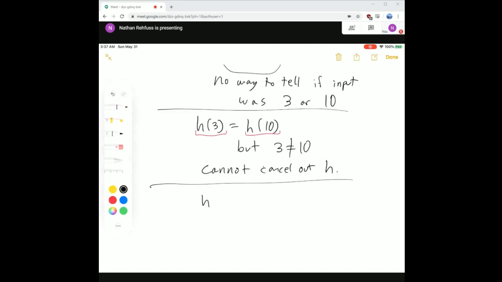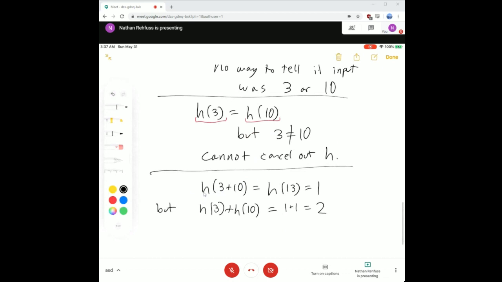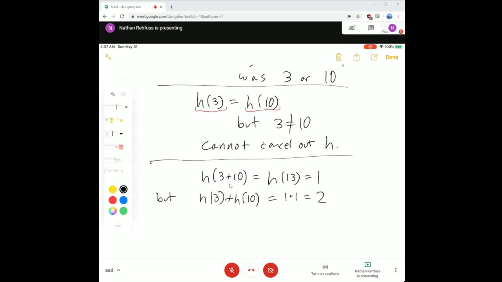h of 3 plus 10, that's h of 13. I said no matter what the input is, the output's going to be 1, so that'll be 1. But on the other hand, h of 3 plus h of 10 is equal to, well, each of the outputs is 1. So this is 1 plus 1, which is 2. So these are not equal to each other, is what I'm trying to show. In other words, you can't just distribute the function to the inputs. If the inputs are added together, that doesn't mean I can distribute the function.